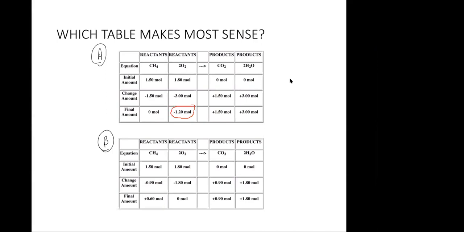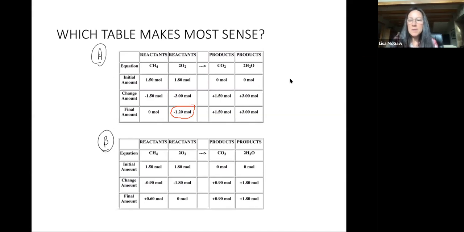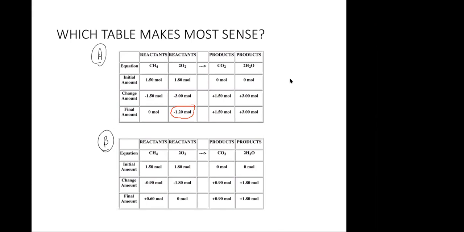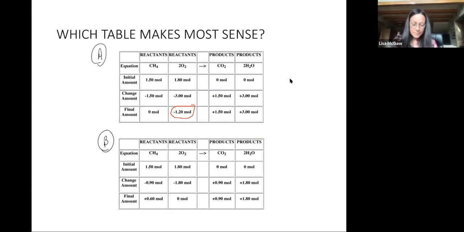Honestly, the numbers didn't make sense in A. Just the -1.5 and the -3, I mean, I know that it's 1 to 2 and I get that, but the numbers don't make sense until you get to table B. What didn't make sense about table A? I like exactly what you're saying. Because if I had 1.5 moles, I would need 3 moles, right? But I don't have 3 moles. I only have 1.8. Correct. Yeah, exactly.